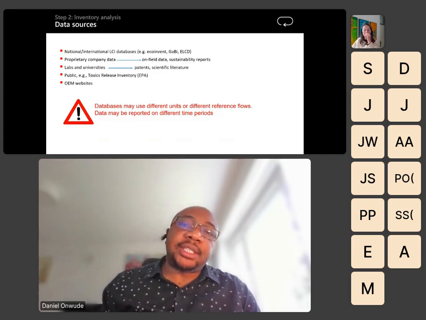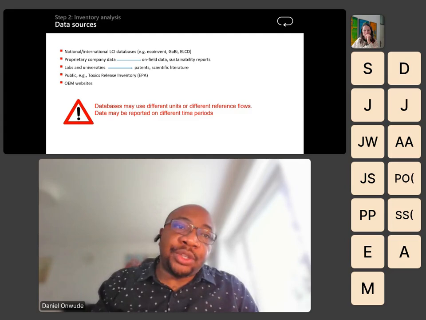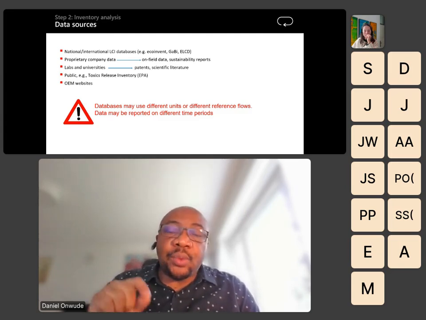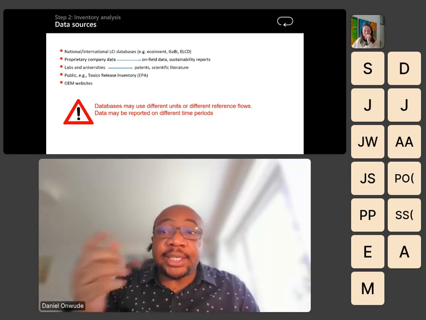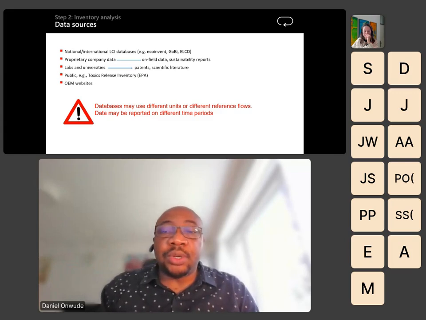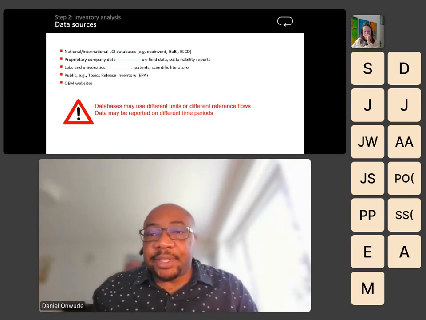Okay, and then another very important concept when you talk about life cycle inventory analysis is the data sources. Where do you get your data? And this has always been the biggest problem or the biggest challenge when it comes to implementing life cycle assessment.